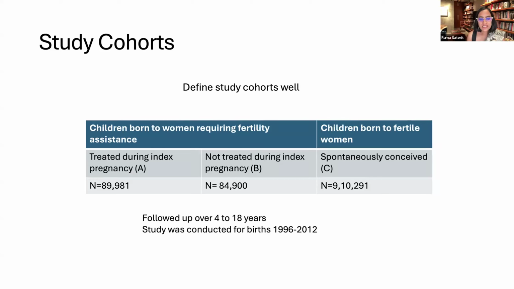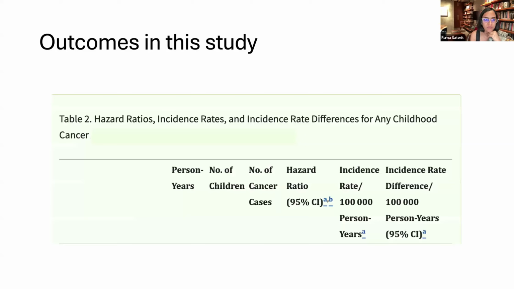So even though the study is conducted over 16 years or what is it? It's 16 years. Yeah, the follow-up is 4 to 18 years. Now, what are the outcomes studied? And these could be completely new terms to you: hazard ratios, incidence rates, and incidence rate differences for any childhood cancer. Now, I will go about talking to you first about incidence rates.